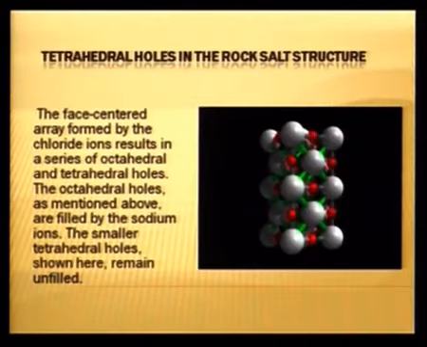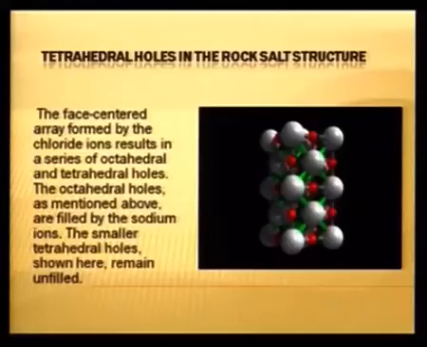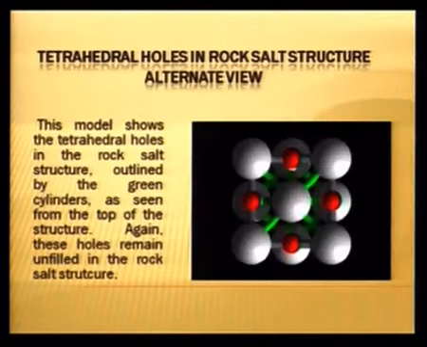Tetrahedral voids, similarly here they are shown that in each unit cell there are 8 of them. In the diagram you can see these green colored lines, they represent 1 tetrahedron, and in fact each red atom is present in 1 such void. So this is another view of the tetrahedral voids in the sodium chloride or rock salt structure.